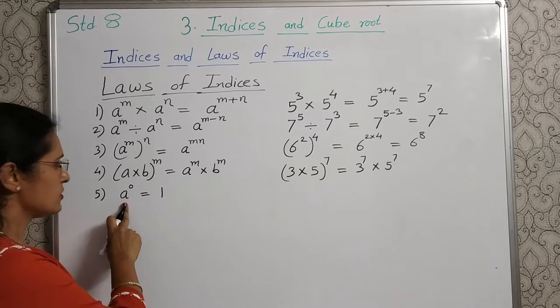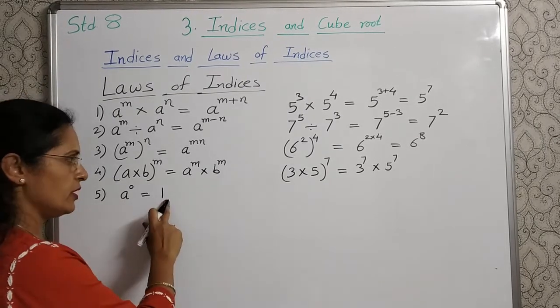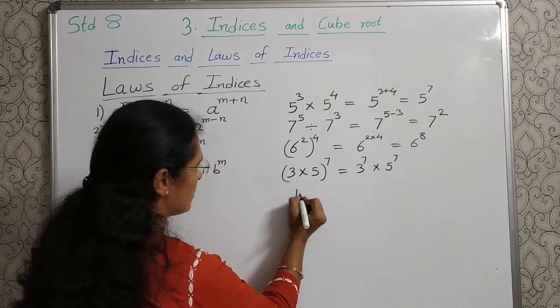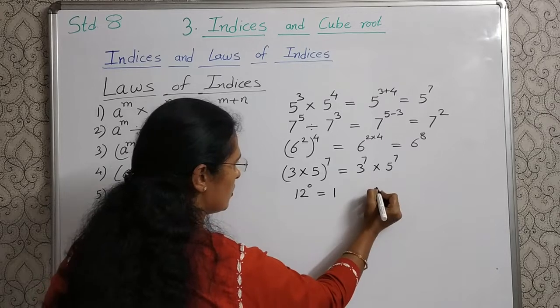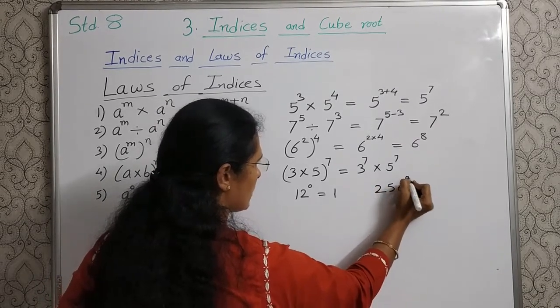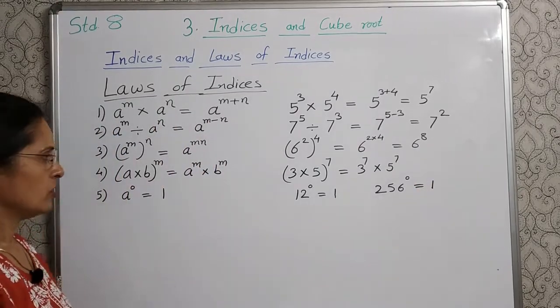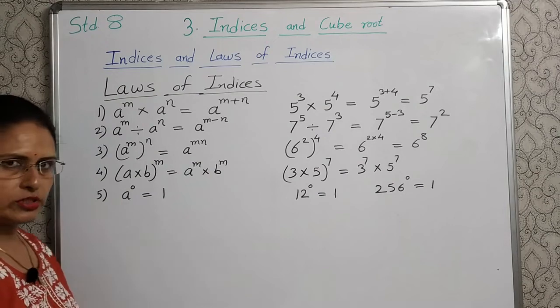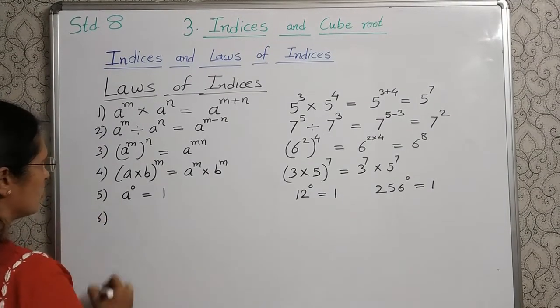Next law, fifth one, a raised to 0 is equal to 1. So whatever the base, but if the index is 0, then the answer will be 1. So it can be 12 raised to 0, the answer is 1. Or if it is 256 raised to 0, even then the answer is 1. So this is the law, a raised to 0 is equal to 1. Next, sixth law.